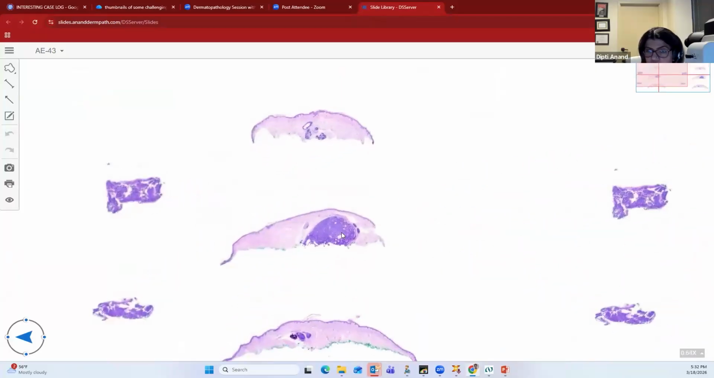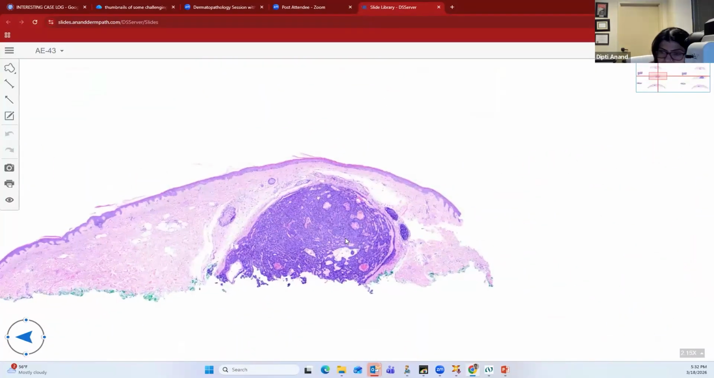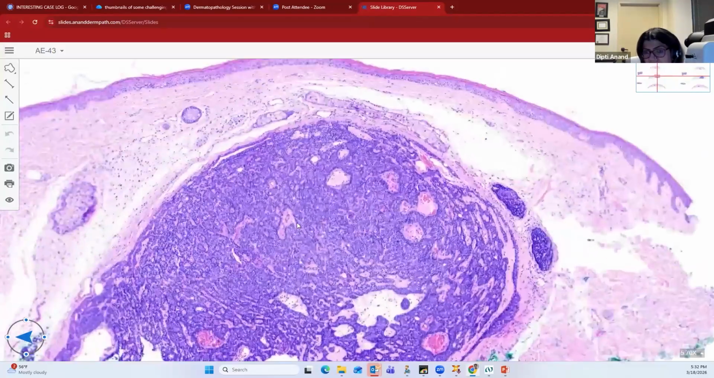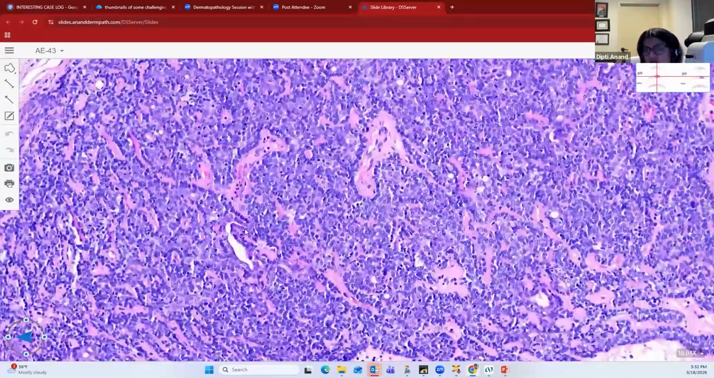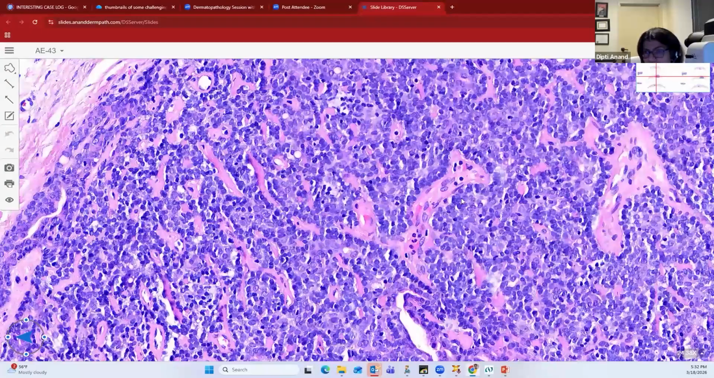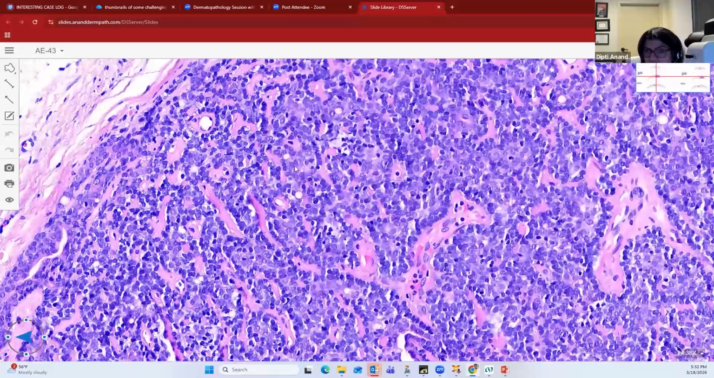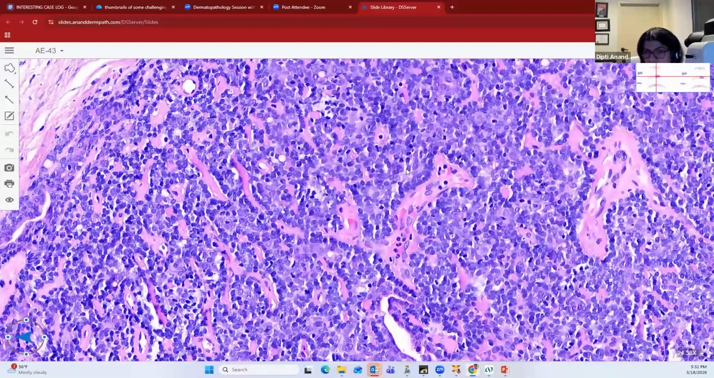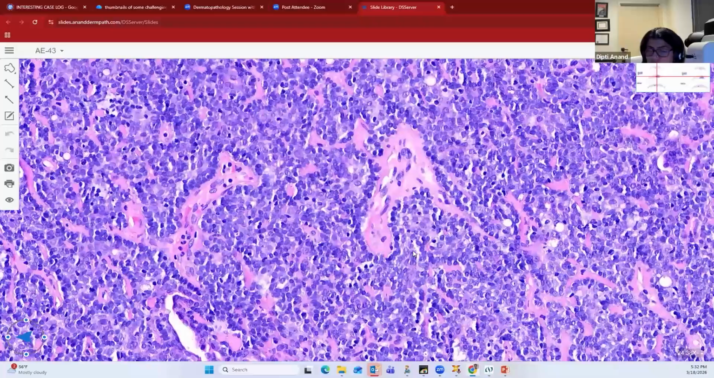So when you see the big blue basaloid island, instead of the nests, instead of pieces of puzzle, you have a big blue ball. And that, when you go up on high power, looks pretty much like what we saw in a cylindroma. You can see the pink hyalinized stroma, which is again the type 4 collagen. You can see the two types of cells, the lighter and the darker cells, and you can see these primitive glands and ducts being formed within the lesion.